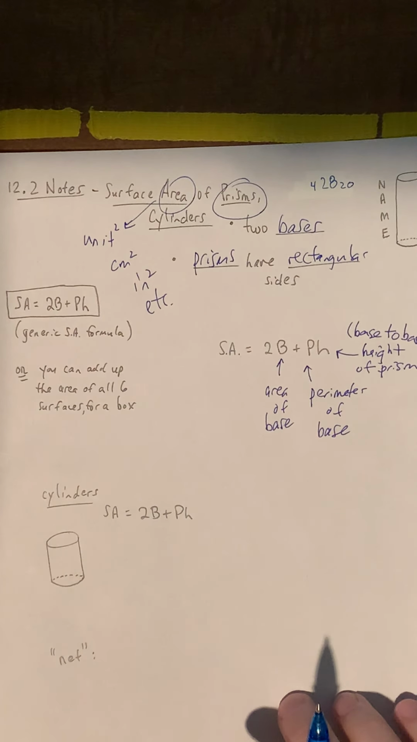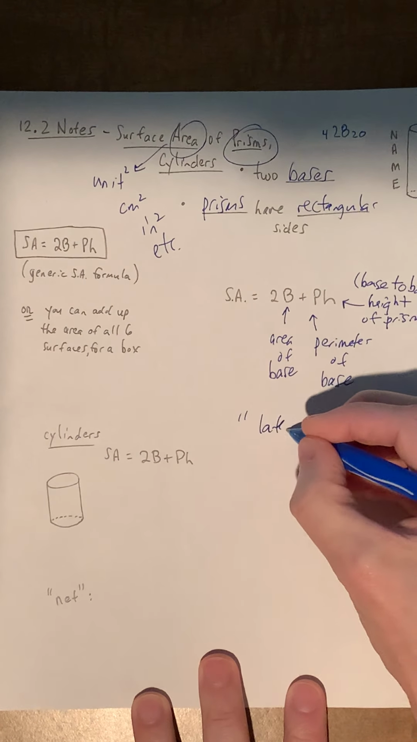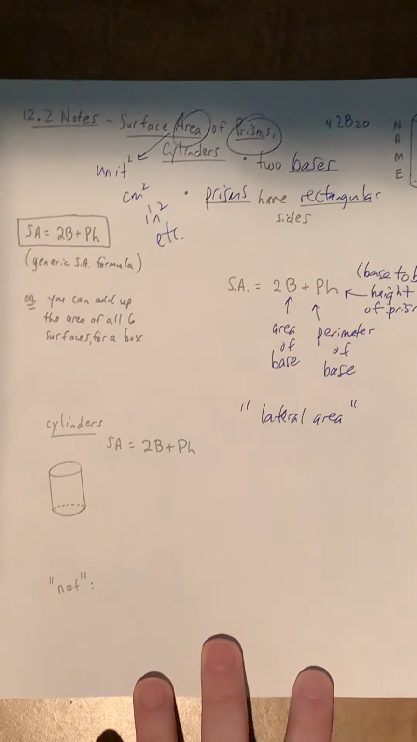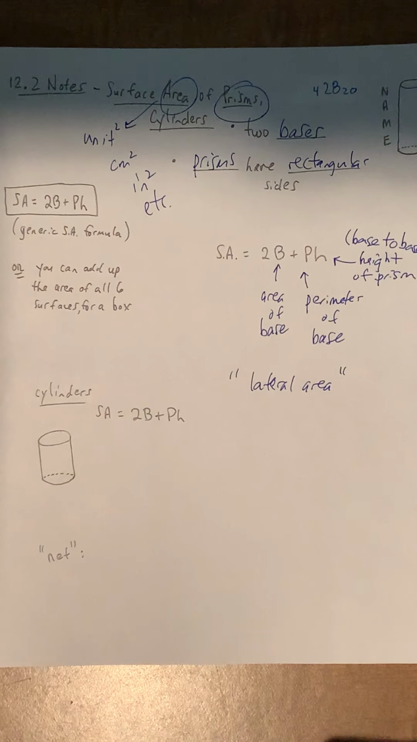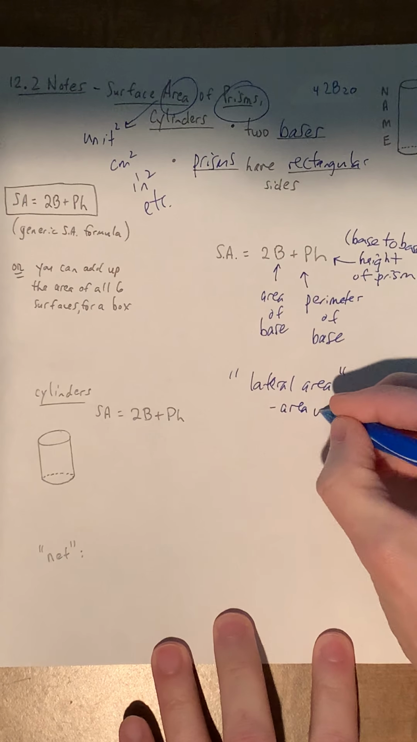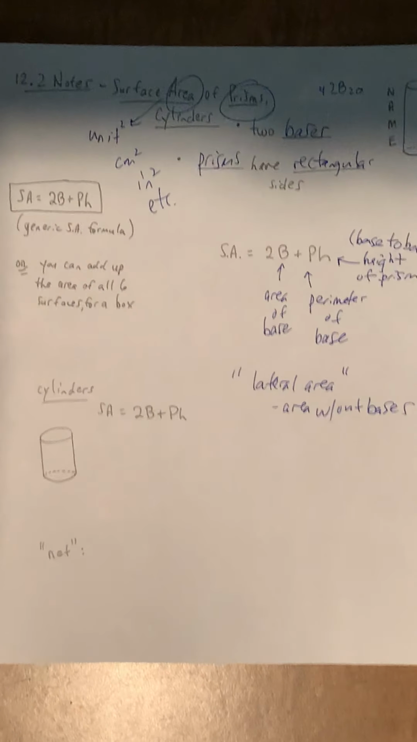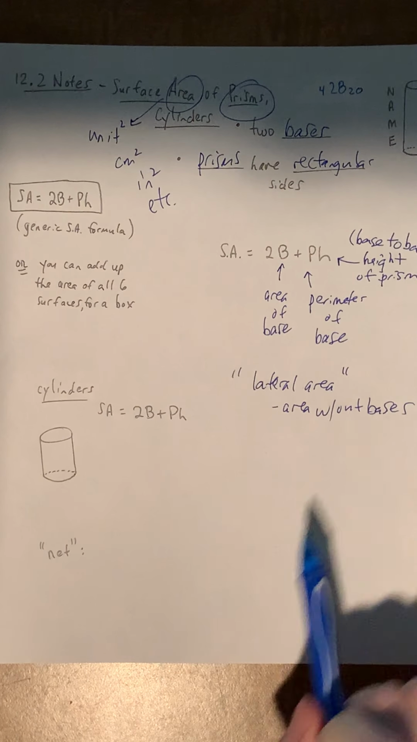Before we talk briefly about cylinders, one term you might see is lateral area. If you see the term lateral area, what that refers to is the area of all of the sides without the bases. So it's the area without the two bases. On a prism, it would just be the rectangular sides. You wouldn't add in the two bases.